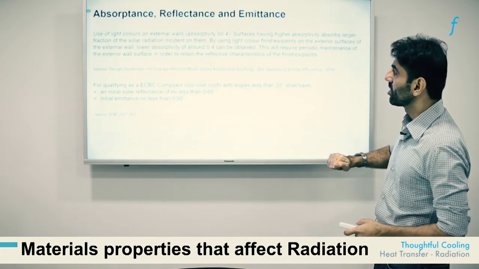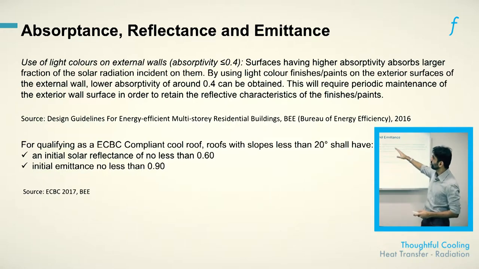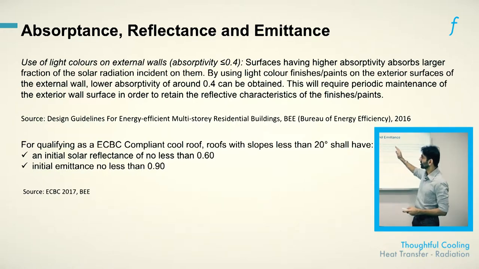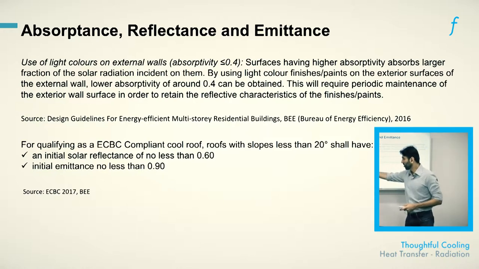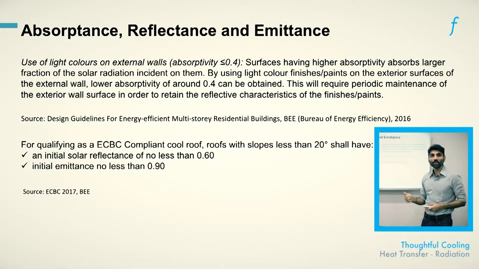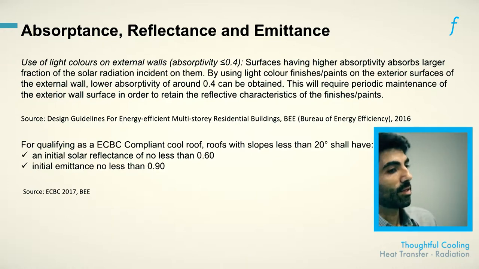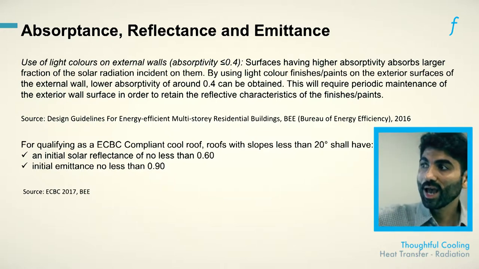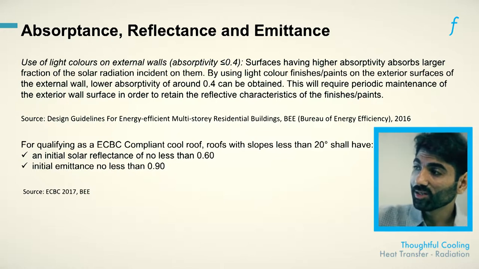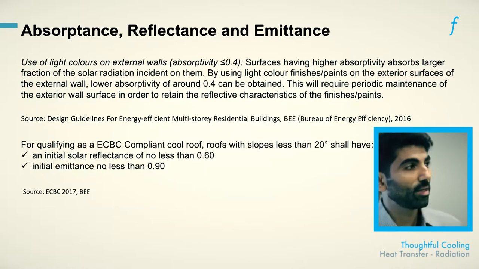It is of course recommended in the ECBC, Energy Conservation Building Code, to have materials with as little absorptivity as possible. This is part of the guidelines right now, and it also indicates that for a building to be compliant with the new Energy Conservation Building Code, we have to pay attention to what the surface finish or the color of the roof is, and it encourages us to use roofs which have very high solar reflectance and very high emittance. No less than 90% of the solar radiation should be absorbed.